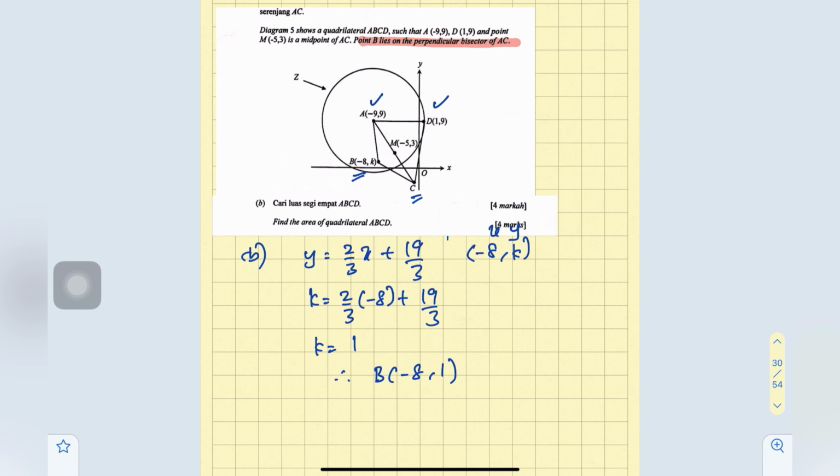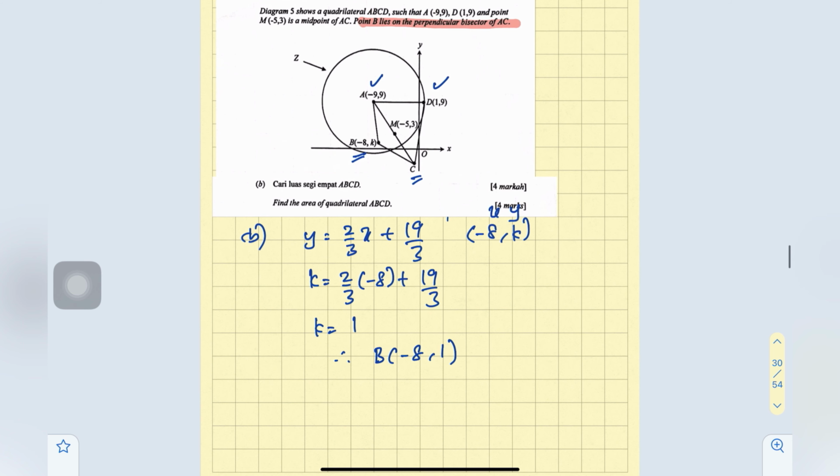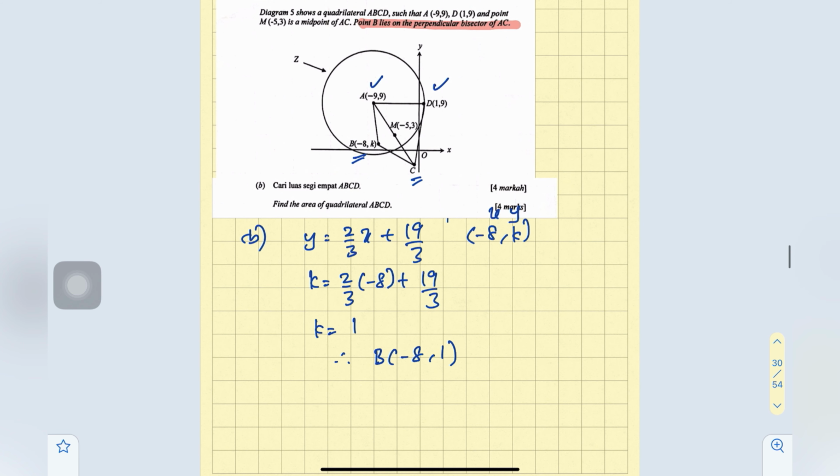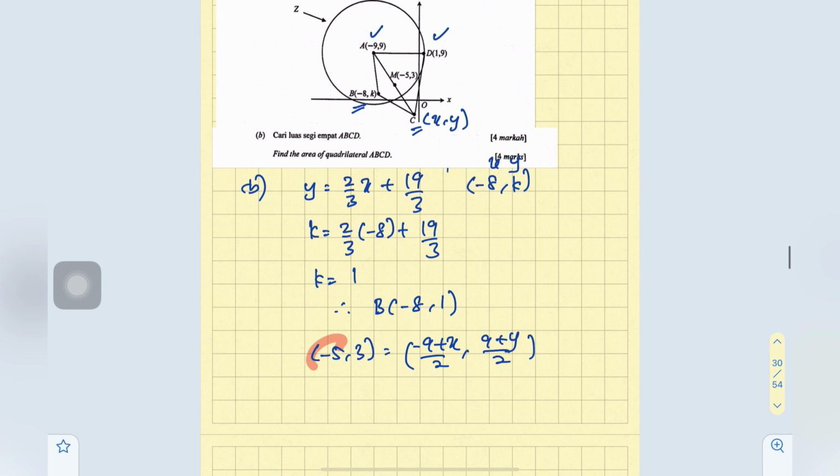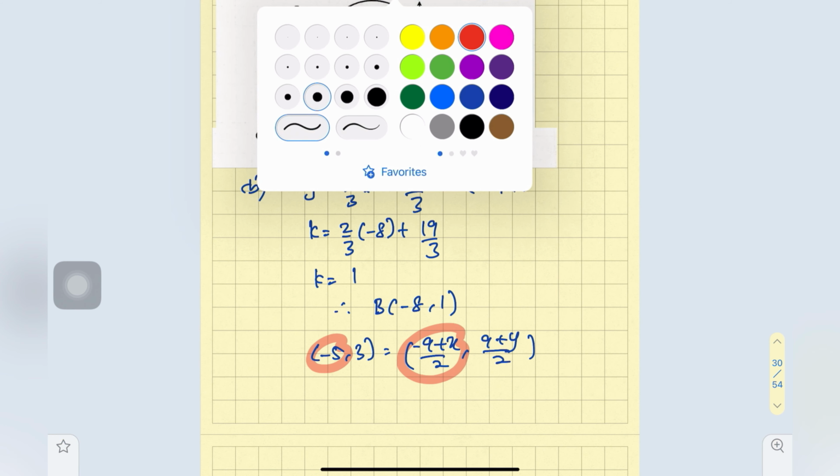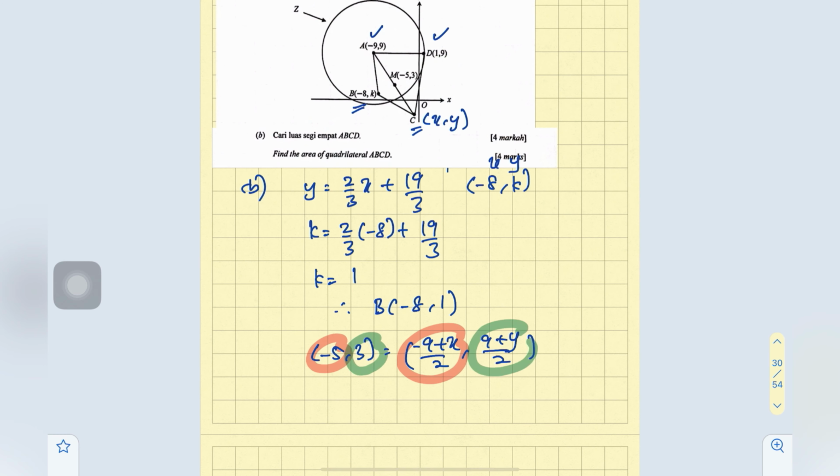Okay, so then apa lagi kita tak tahu? Point C. Okay, point C kita tak tahu. Tapi kita tahu M is midpoint of AC. So kita guna formula midpoint lah. M is midpoint, so (negative 5, 3) equals to, tambah bahagi 2, (negative 9 plus x over 2, 9 plus y over 2). Okay, so then kita compare untuk dapatkan koordinat x and koordinat y. Compare x dengan x, y dengan y.